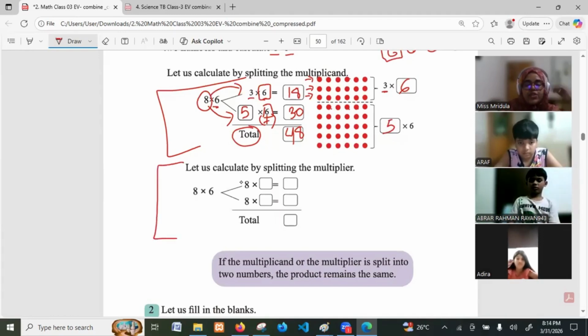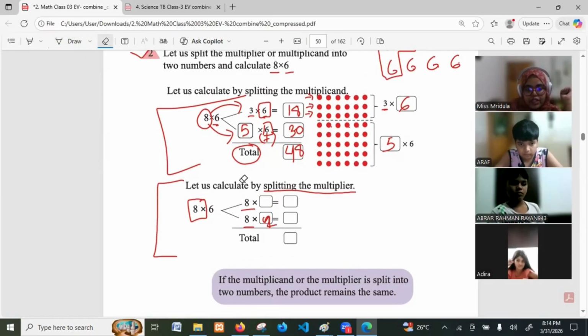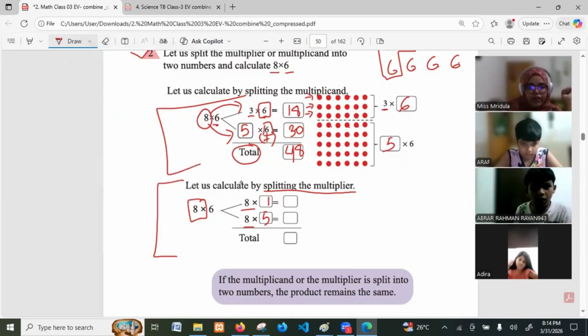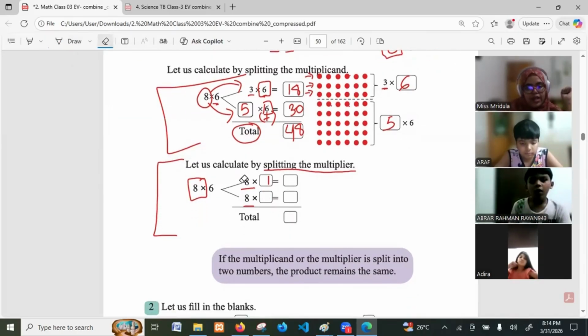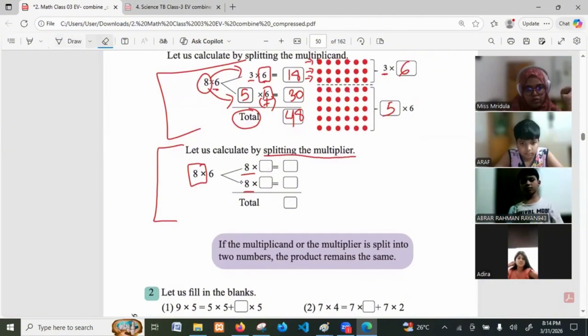Acha, but they want us to do this by splitting the multiplier now. Okay? So the multiplicand will remain the same, you can see, but the multiplier we have to split. So I can write here 2, 4, or I can write here 4, 2, or I can write here 1, 5, right? It will be just different for different people. Okay, so let me do 2 and 4. So I am splitting the 6. So 2 will be here and the remaining 4 I'm putting here.